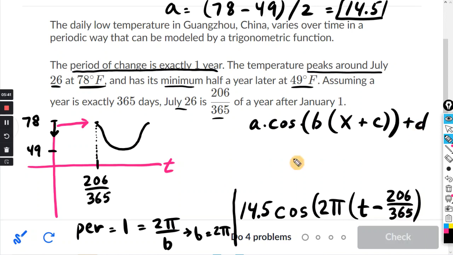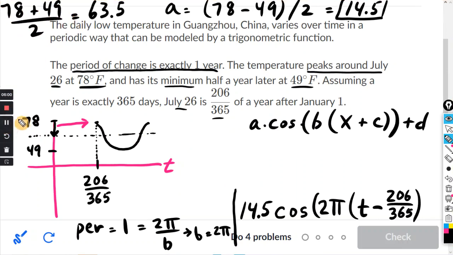Finally, the midline part is easy. That is the horizontal line that cuts the trig function in half, exactly between 78 and 49. Okay, so just find the average. 78 plus 49 divided by 2, and I get 63.5. So that is just added to the end of this function, 63.5. All right, so this is our answer right here.